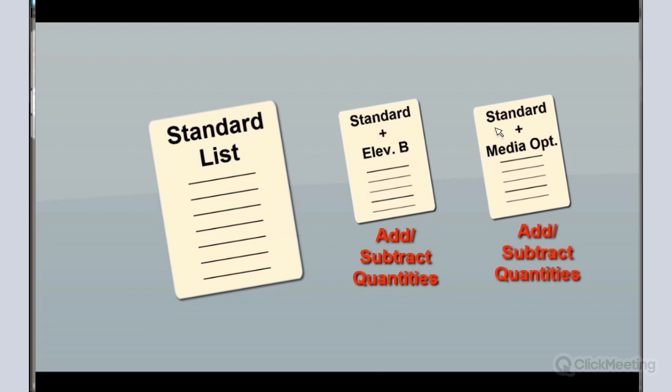So then ultimately I can end up with, okay, if I'm doing the standard list with elevation B and with the media room option, then that means I would need to add and subtract these things and add and subtract these things to get to the final solution.